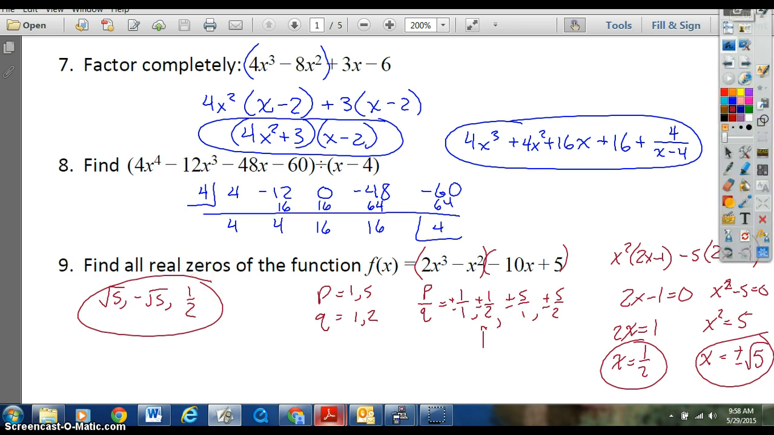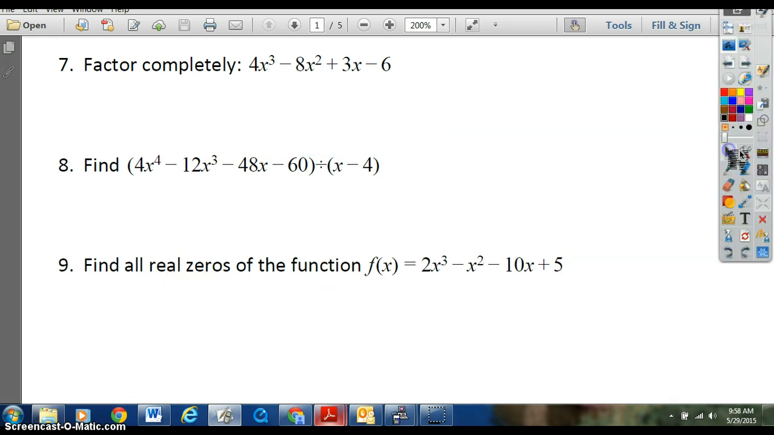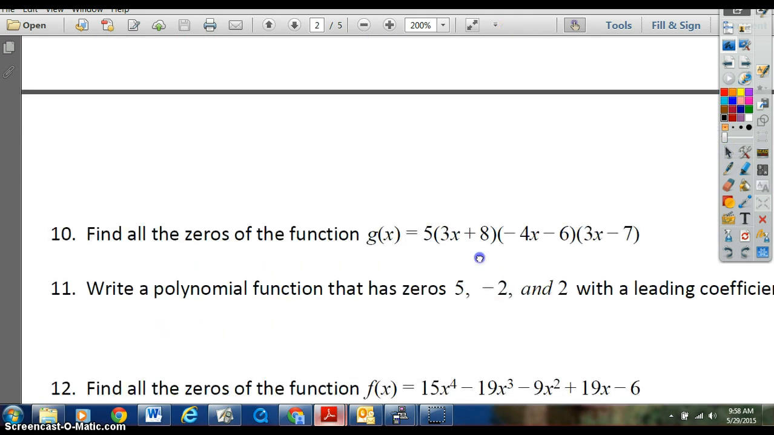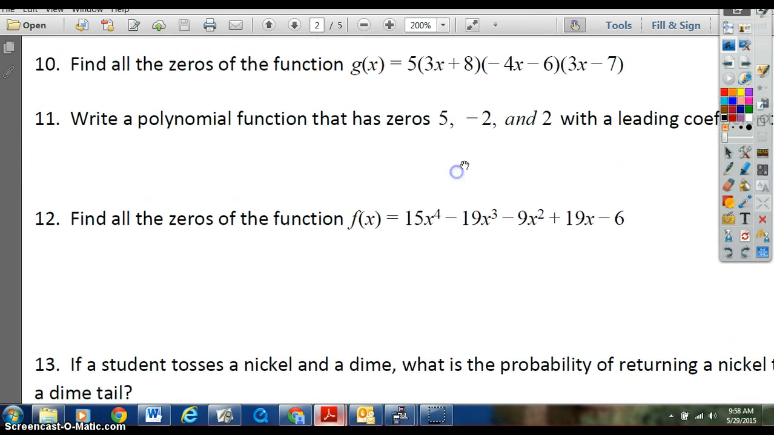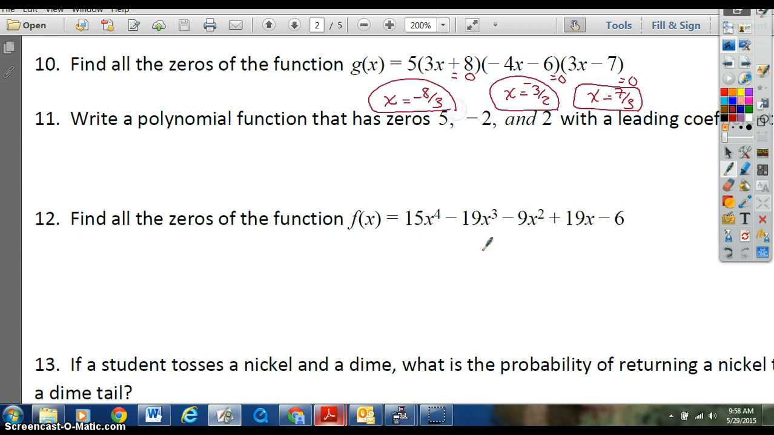All right. Let's go to 10. Page 2. 10, 11, 12. Okay, what's it say? Find all the zeros of this function. So set each one equal to 0. If I do that, this one's going to give me negative 8 over 3. This one's going to give me 3 over 2, and it'll be negative. This is going to give me 7 divided by 3. So there's 1, there's 2, there's 3. So 3 solutions for 10.